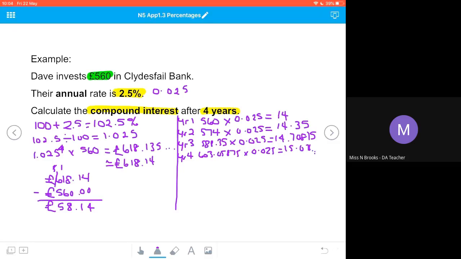But we're not really interested in how much we have at the end of 4 years. We want to know what that compound interest is. And so we're going to add our numbers that we have made at the end of each year. So we're going to have our £14. We're going to have £14.35. We're going to have £14.71. And we're going to have £15.08. And if we add them all together, we're going to end up with £58.14, which matches what we got using the shorthand method.